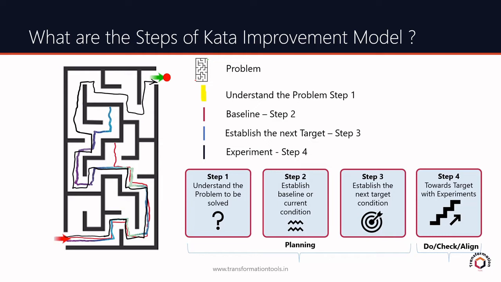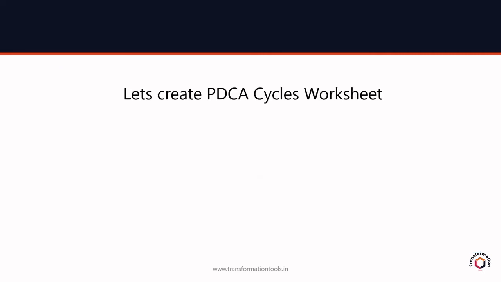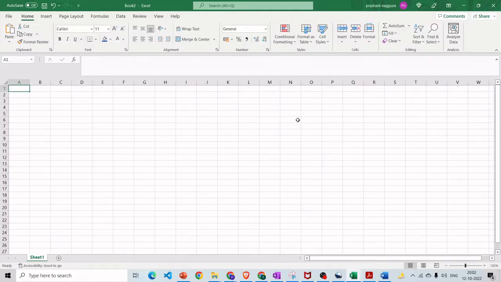Now, while this methodology is very clear and simple in terms of how we deploy plan-do-check-act or plan-do-check-align, how do we keep a record of all the work that we are doing? It is very important because that becomes the baseline. How do we really determine that the work has been done and we have moved the needle? To do that, let's create a PDCA cycles worksheet. Let's open an Excel worksheet and call this a PDCA cycles record form.